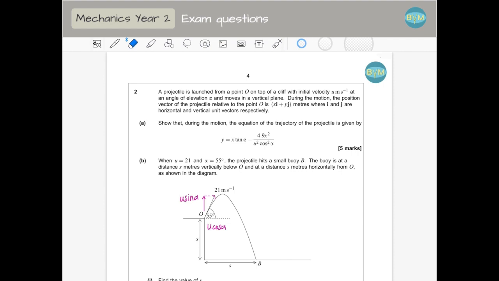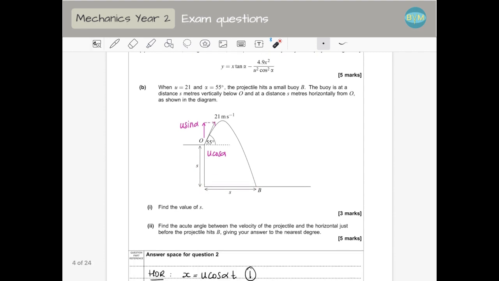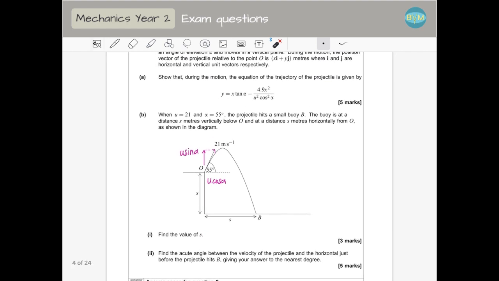So the angle is 55, and then the projectile hits a small point here. It hits this point, and the vertical distance is s, and the horizontal distance is s. So we need to find the value of s. We have an equation that relates the x and y for each point. So we just need to substitute the y by minus x.